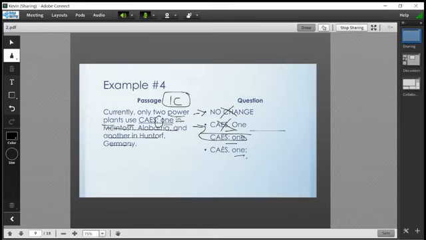Just know, in this case, I have the word one here. One would, in this case, have to come after the colon in order for that to be correct.